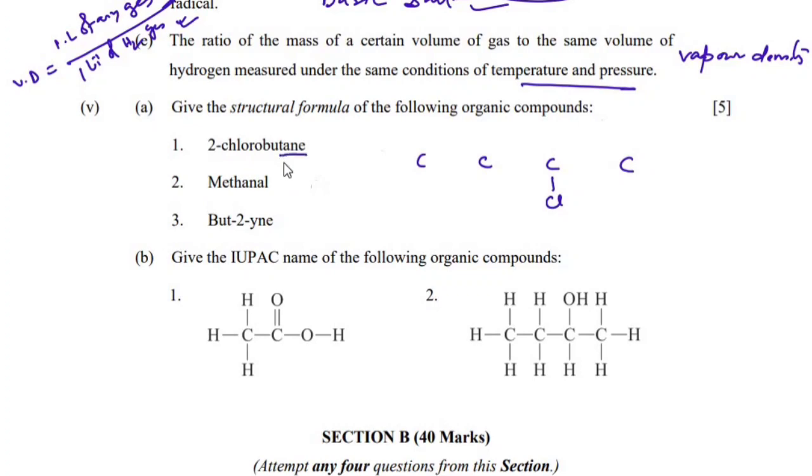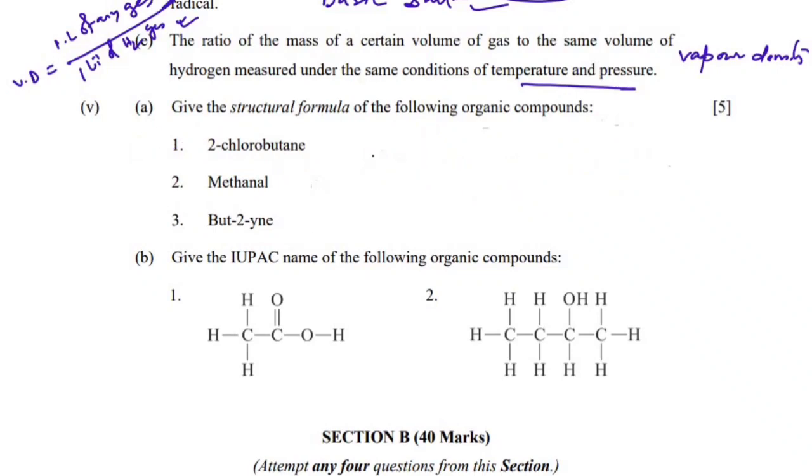Now butane, alkane, that is single bond. Now we have to satisfy the valency of carbon, 4. 1, 2, 3, 4. Then hydrogens are added to each carbon: H, H, H, H, H, H, H, H and H. Okay, it is 2-chlorobutane.